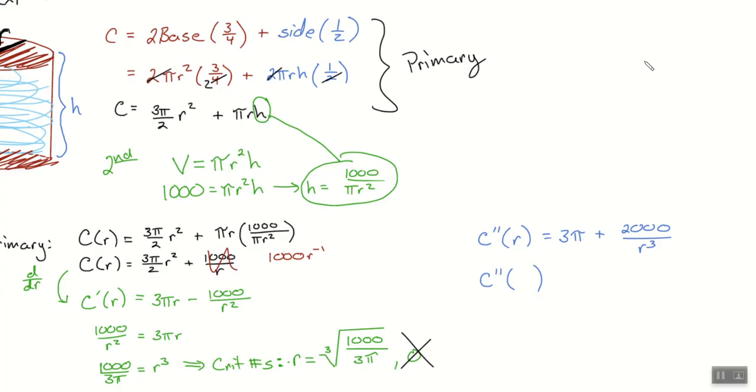No, you can't tell, right? What do I plug in here, though? Don't point. I need words. The critical number, and it's here. The cubed root of 1,000 over 3 pi. And it's gross, but I don't actually need the number.